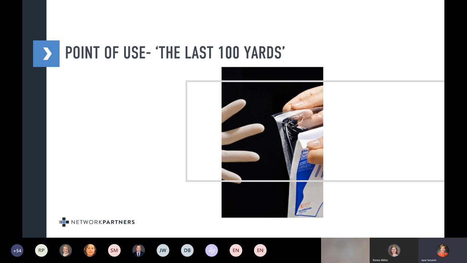So we've completed our overview of performance testing. So I'm going to close out with some discussion of point of use, or the last 100 yards. You know, is the hospital a dirty place? Do we know how our packages are handled once they leave the shipping dock?